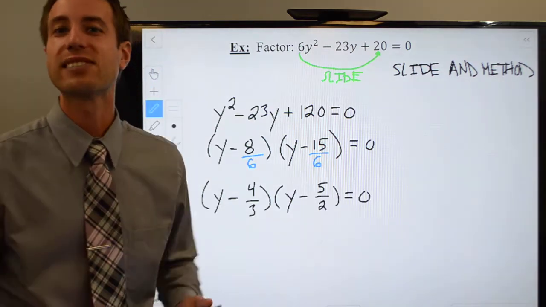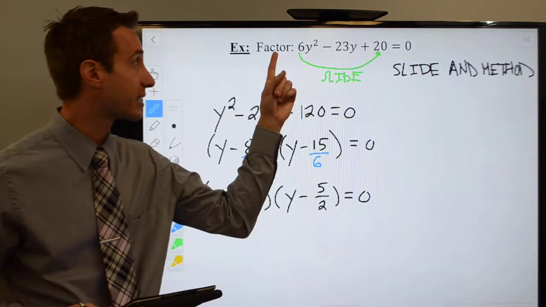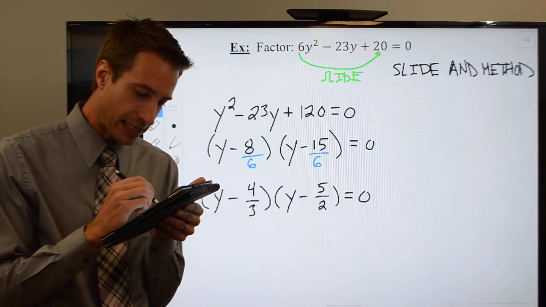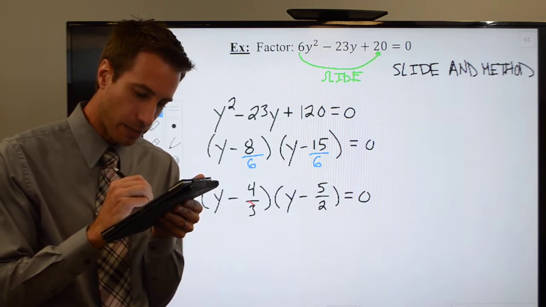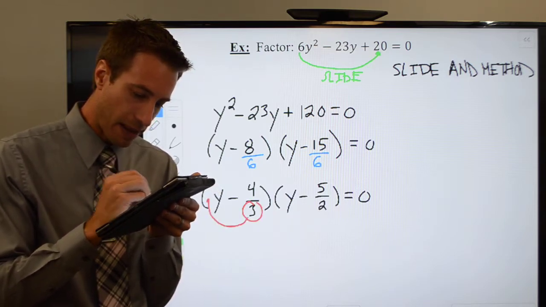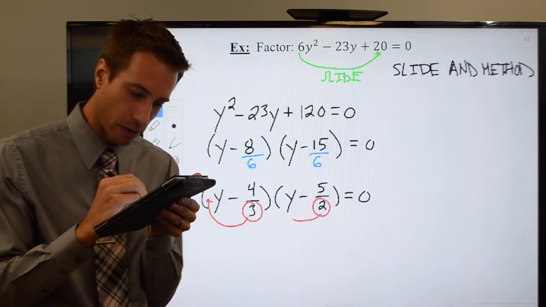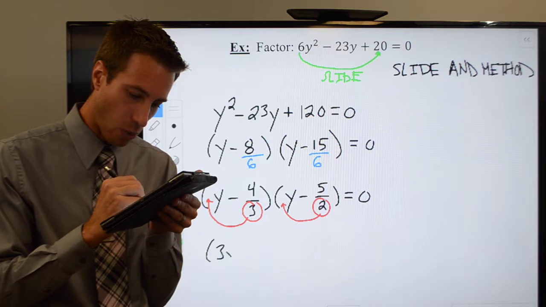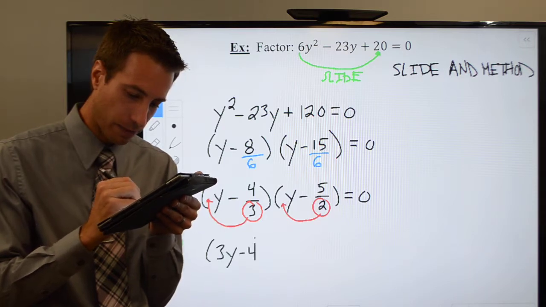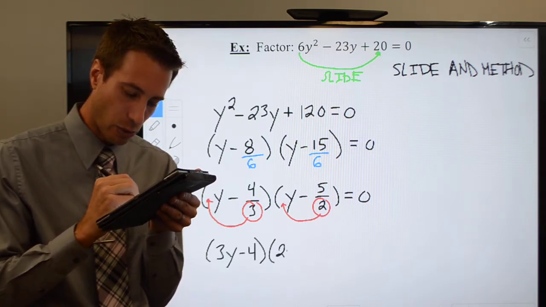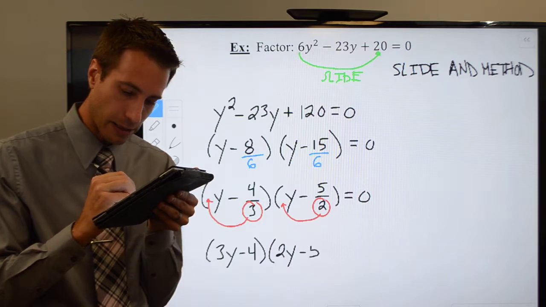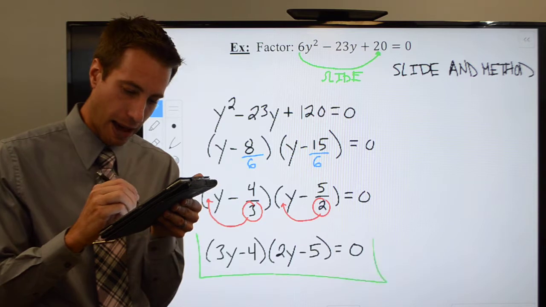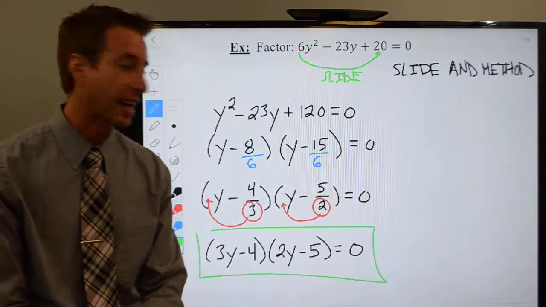Now, the last thing you need to do, because I asked you for your factors, is just go ahead and take these guys right here, your denominators, and move them up in front of your variable, and you will have your factors. 3y minus 4 and 2y minus 5 is equal to 0. And I have my two factors.